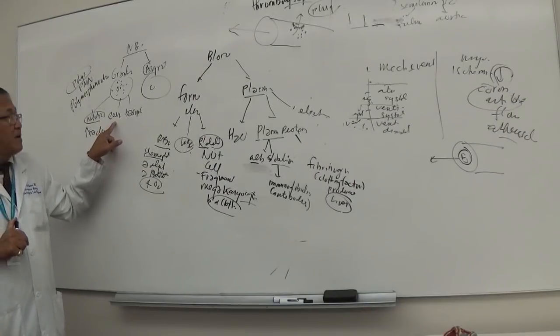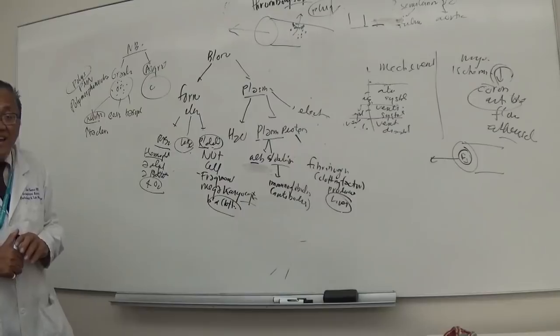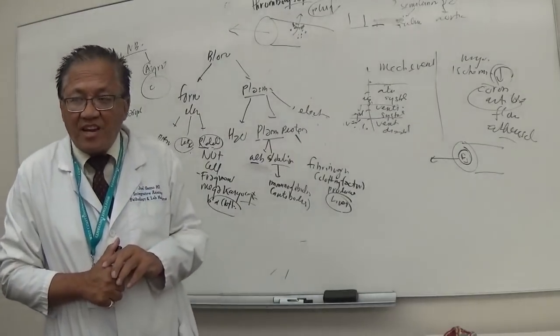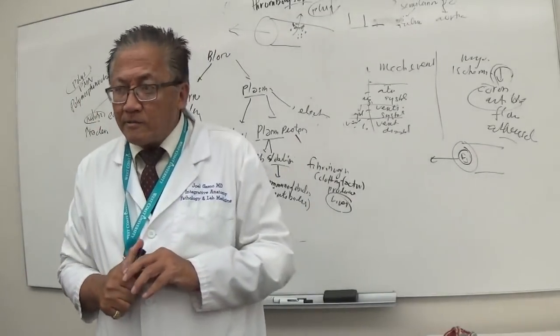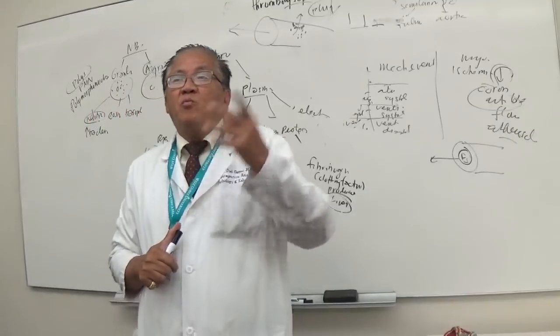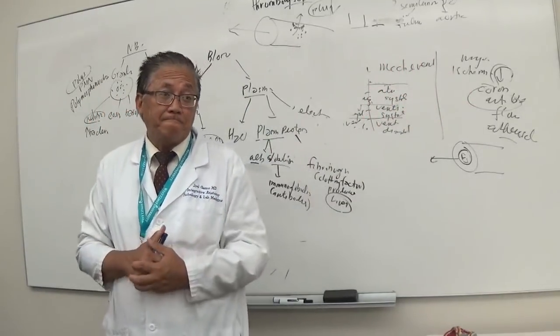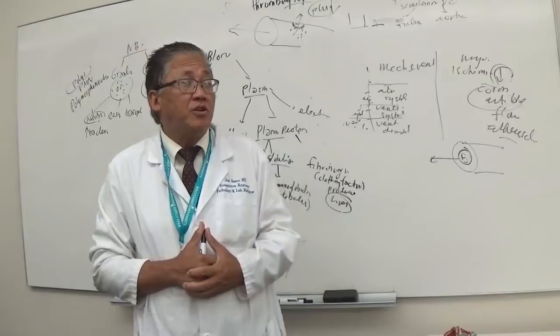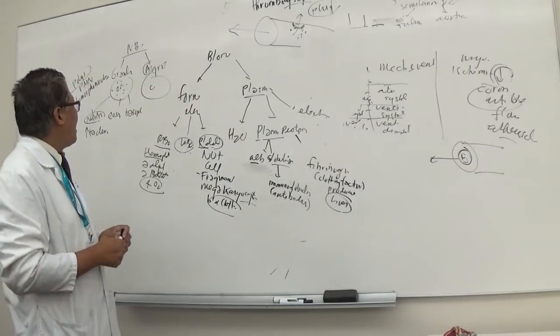WBC differential count. If this is elevated, we have a high index of suspicion that we're dealing with what kind of infection? Bacterial. So with coughing and sputum, we send a specimen for culture and testing. What organism is causing the infection? Do you understand? Now, what about eosinophil?